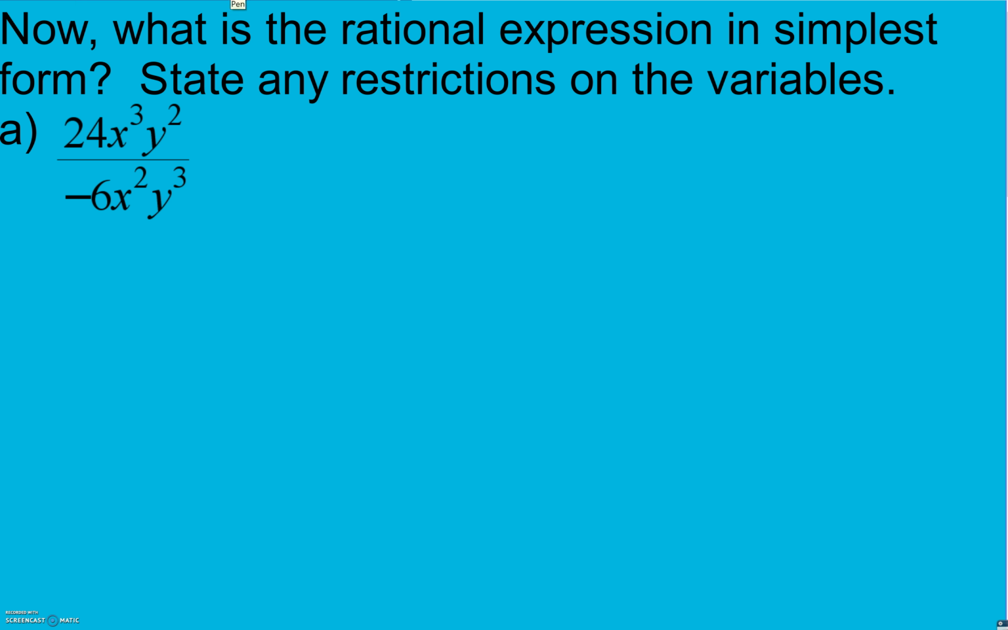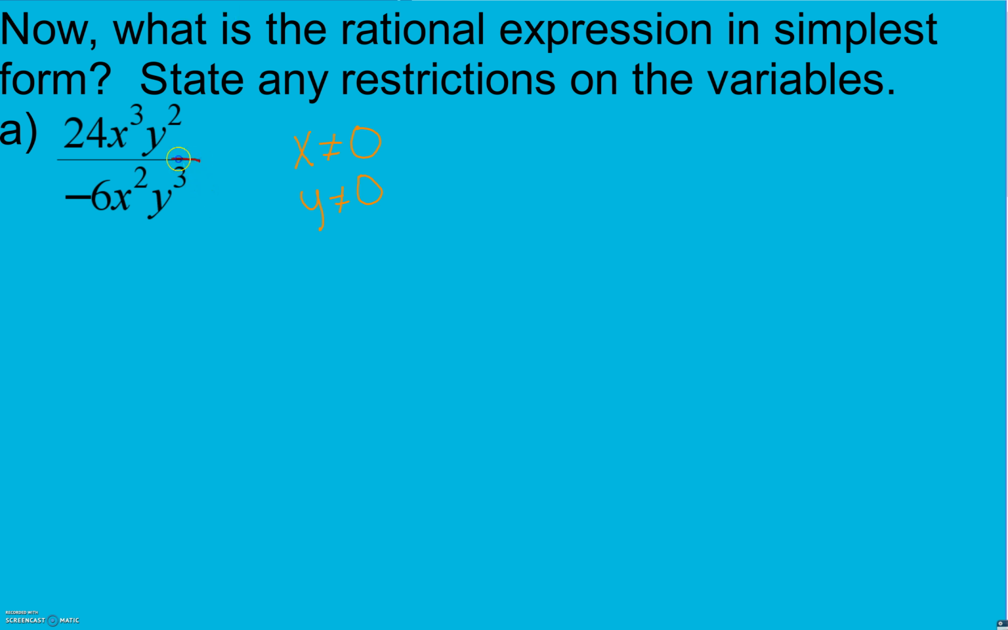Now, what is a rational expression in simplest form? State any restrictions on the variables. So, right now, I have this about as simple as I can get it. I have nothing I need to factor down any further. So when I look at my restrictions on my domain, x cannot be 0 and y cannot be 0.